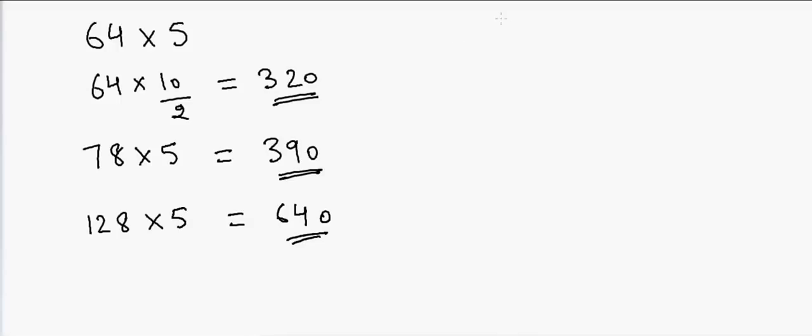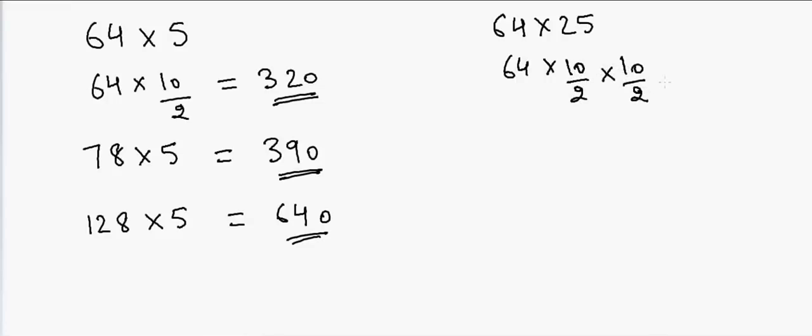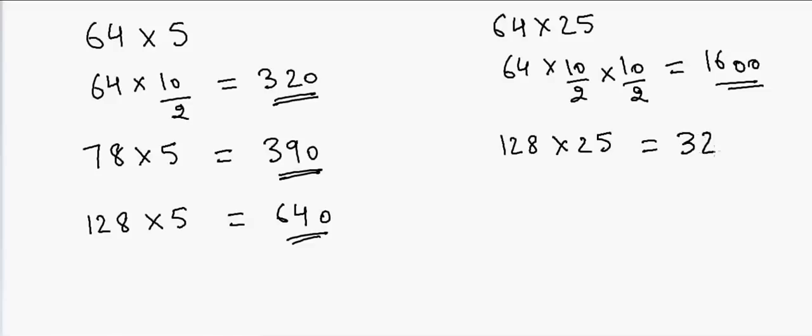Another trick is to multiply by 25. If I have to multiply 64 by 25, then we can write this as 64 into 10 by 2 into 10 by 2. So we have to take half of 64 two times. Half of 64 is 32, half of 32 is 16. The answer is 1600. Again, if I have 128 and want to multiply by 25, in that case it will be equal to half of 128, 64, and half of 64 is 32, so it's 3200.